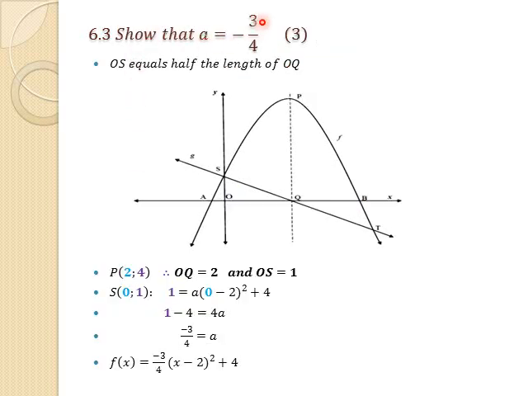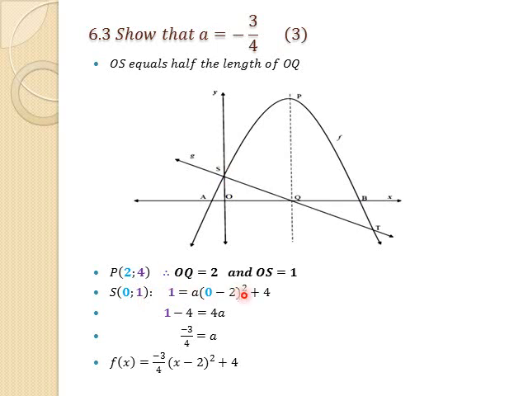Show that a equals minus 3 over 4. So very important. OS equals half the length of OQ. So Q there, P was 2 at that point, and 4. So from O to Q, if that is 2, that is 2 units. So if that's 2 units, OS is half that length. 2 divided by 2, OS is 1. So coordinates of S, if it's by 1, would be x 0 and y 1.